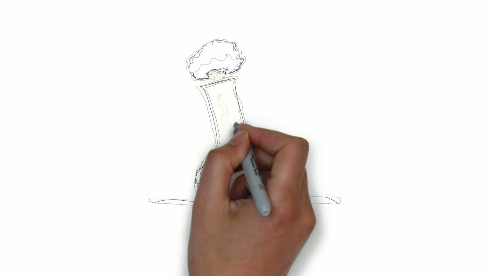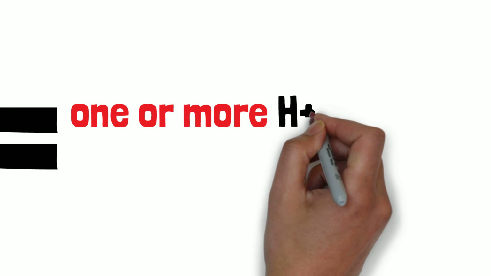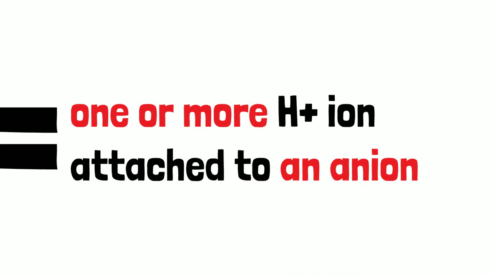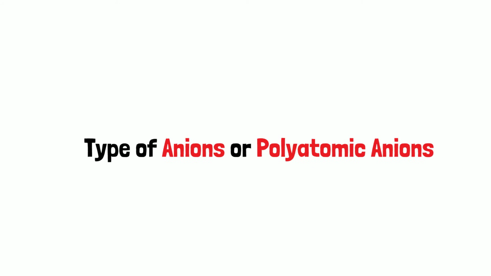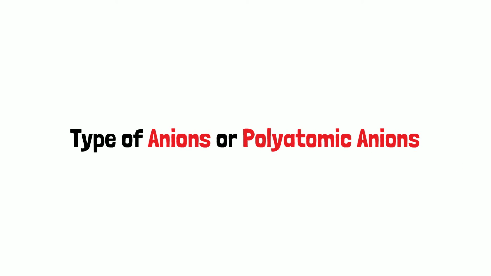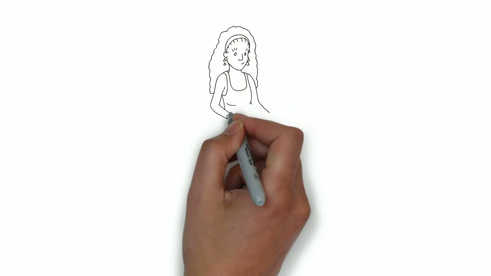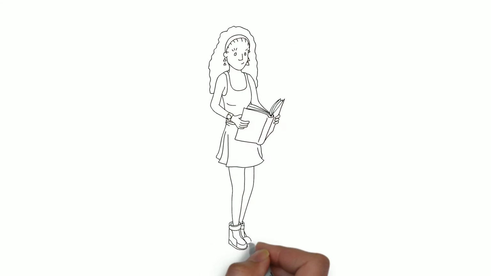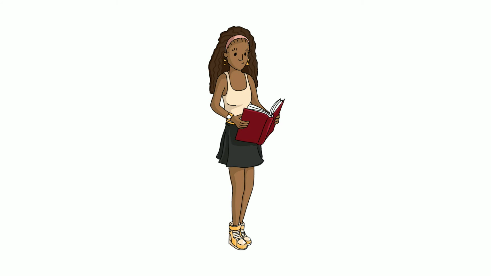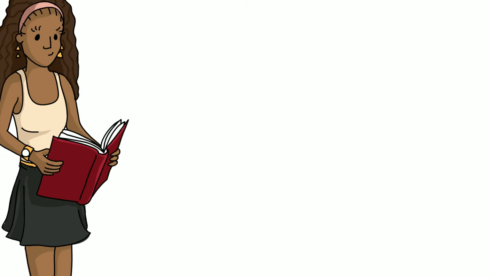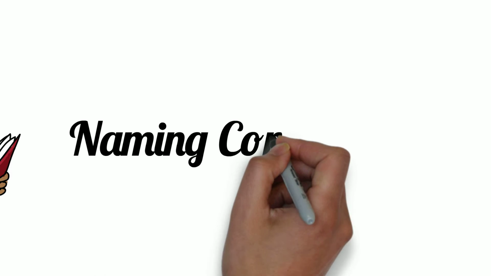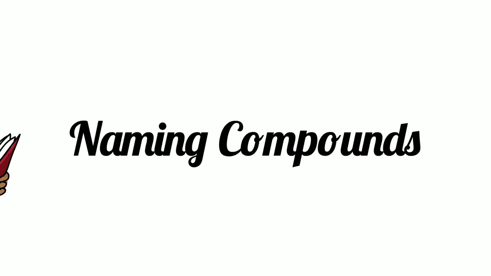An acid is any compound that contains one or more H+ ions attached to it. In order to name acids, you need to be able to identify and name the anions or polyatomic anions bonded to the H+ ions. If you need a review on how to name ionic compounds as well as polyatomic ions, I'll put a link to those videos somewhere in here so that you can check it out. Alternatively, you can head to the playlist section and check out the playlist titled Naming Compounds.